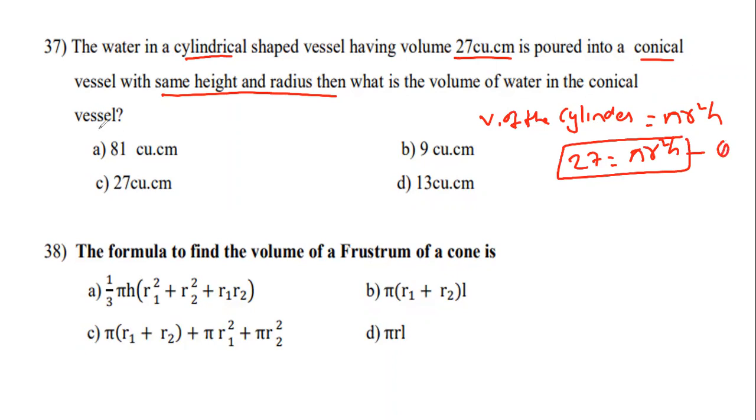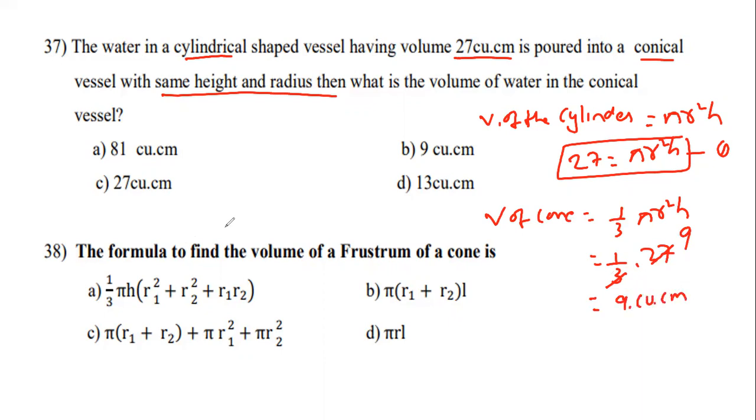Now it is poured into a conical vessel with the same height and radius. Then what is the volume of the water in the conical vessel? Volume of the cone is 1 by 3 pi r square h. 1 by 3 into, instead of pi r square h, put 27. 3 ones are 3, 3 nines are 27. You will get 9 cubic centimeter. So which option is right? Option B is correct.